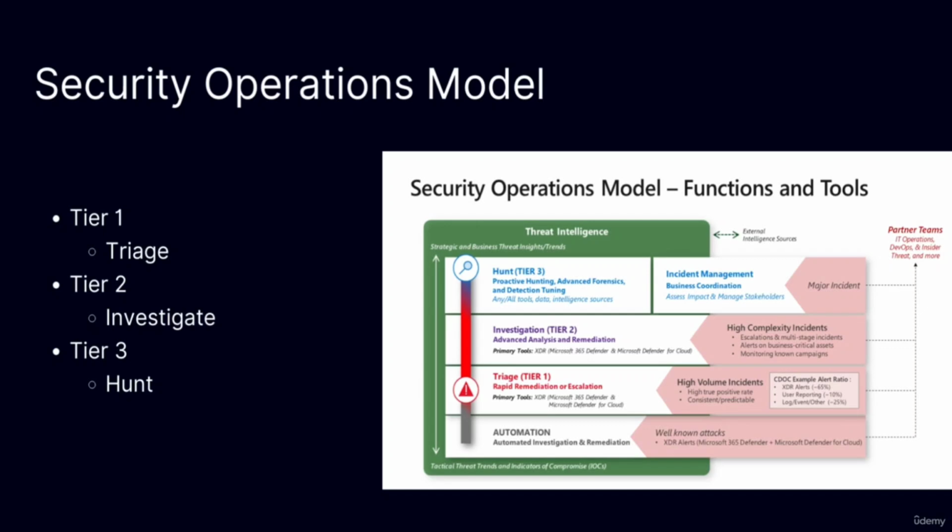Last is tier 3, which means proactive hunting, advanced forensics, and detection. This team can be a multidisciplinary team that is focused on identifying attackers that may have slipped through your detection system. They will proactively hunt for undetected threats, and it can be based on some of the alerts and threats that have happened.